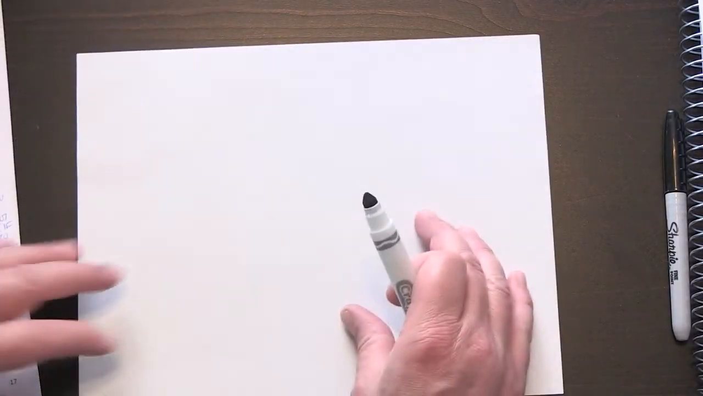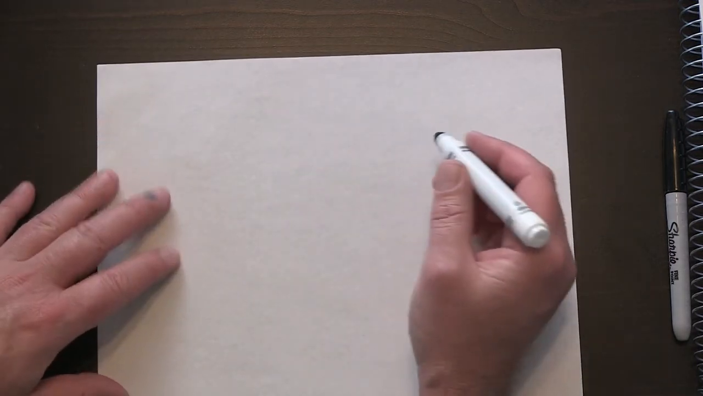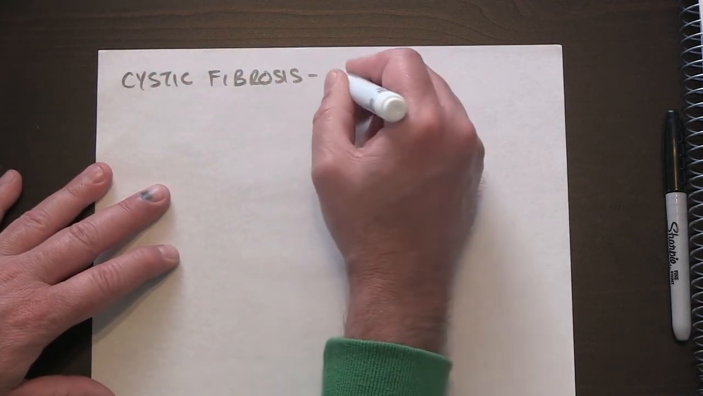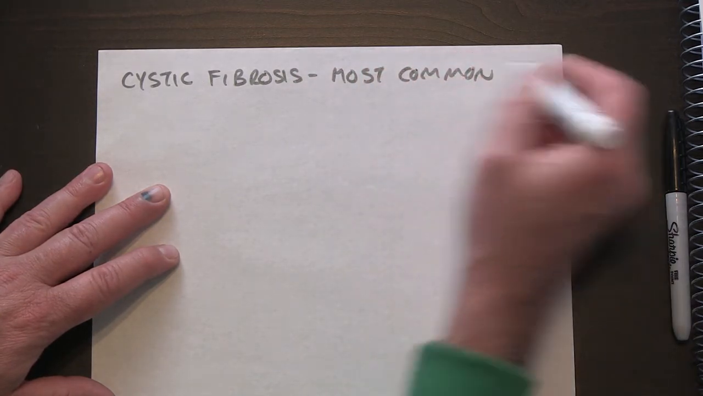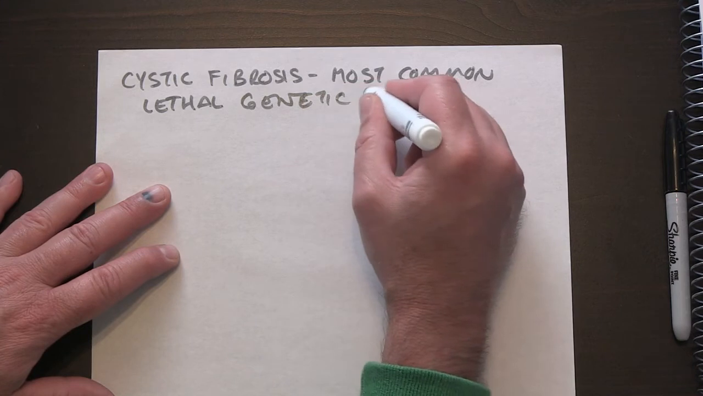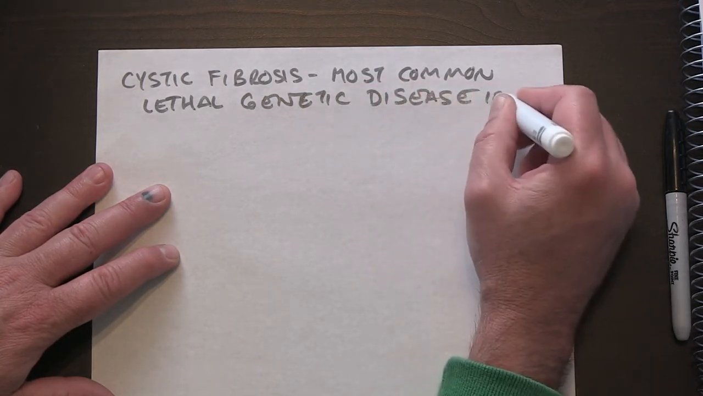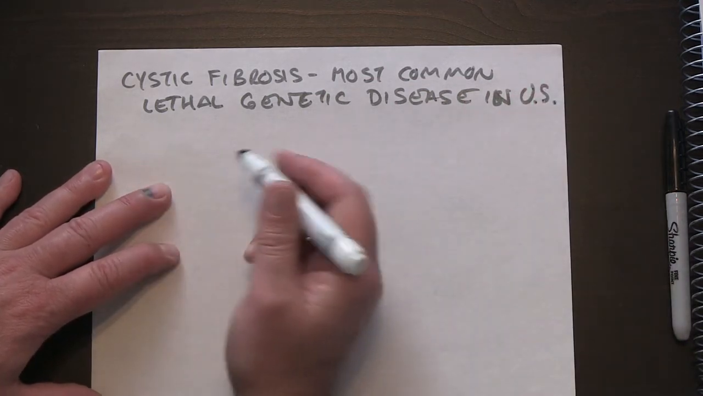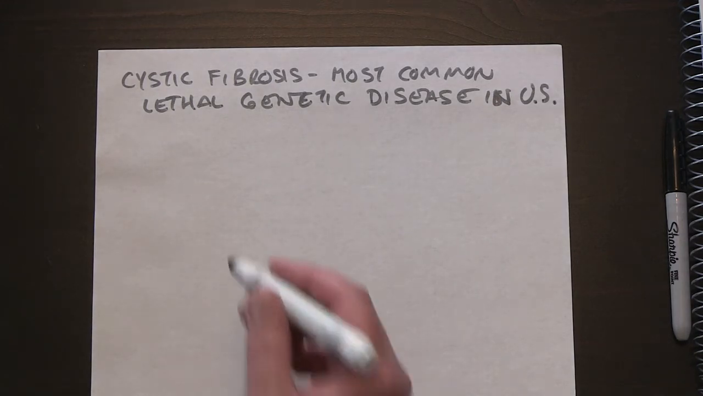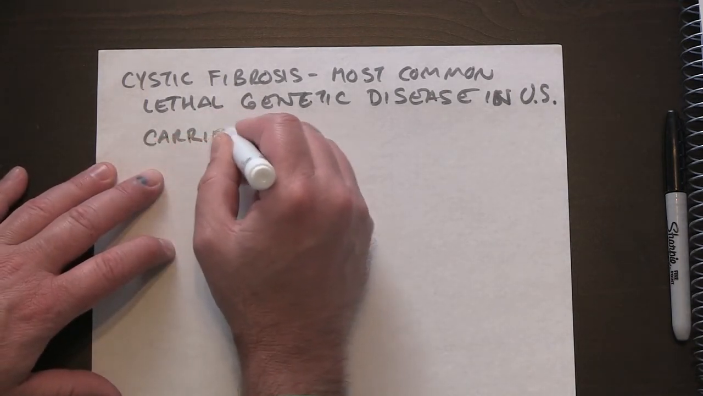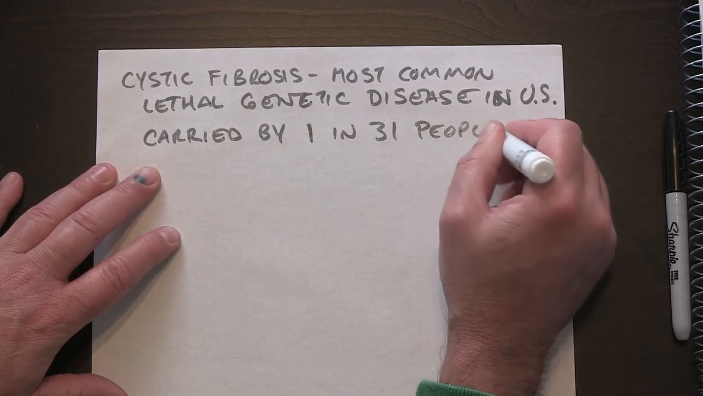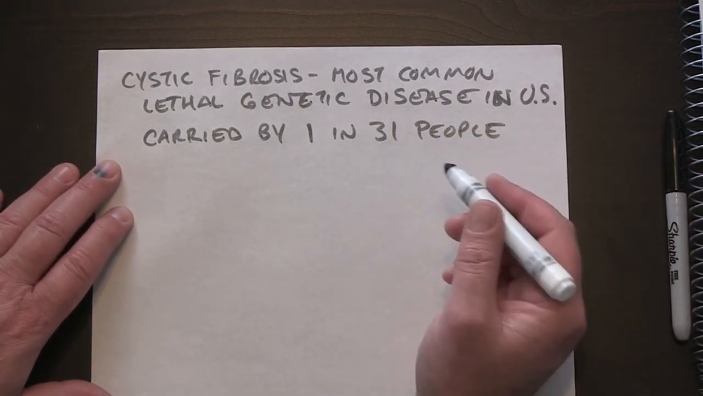So cystic fibrosis is the most common lethal genetic disease in the United States. And what happens? You get this excessive mucus in the lungs and other organs. And it's carried, so heterozygous carriers, by about 1 in 31 people in the United States. Most common in the Caucasian population.